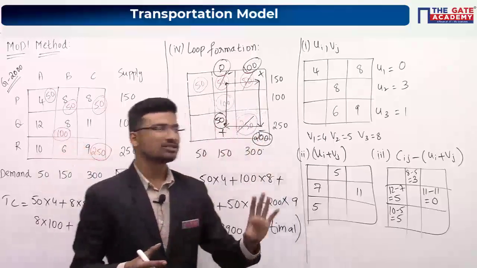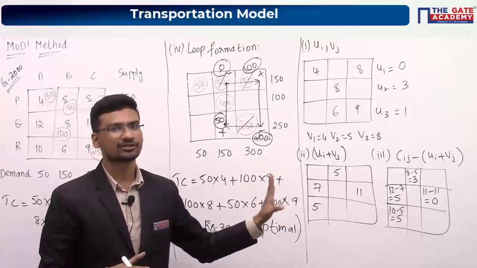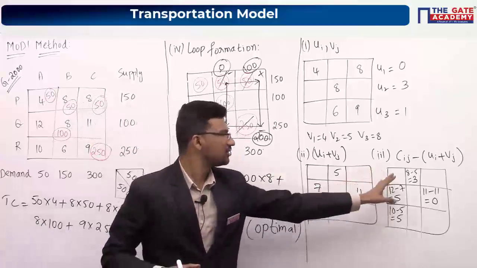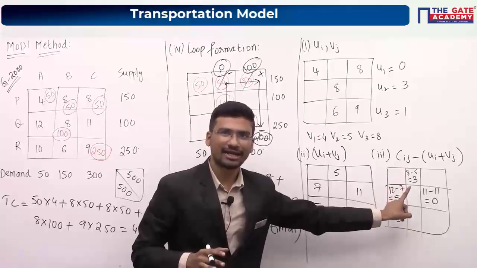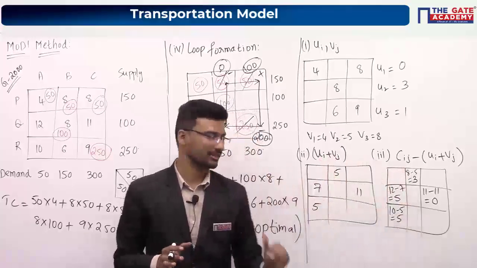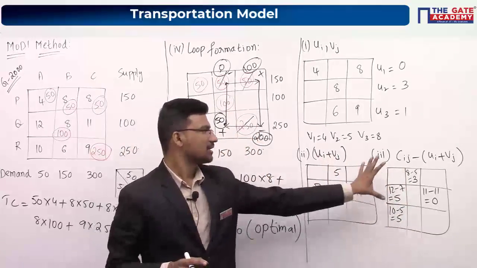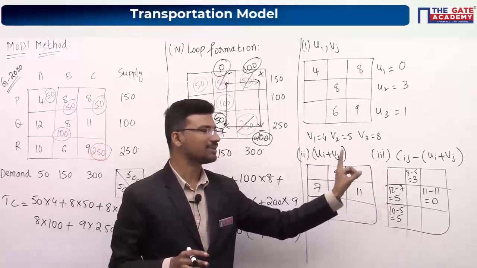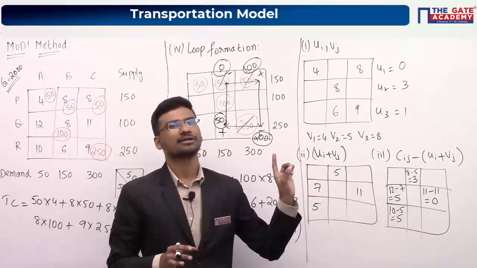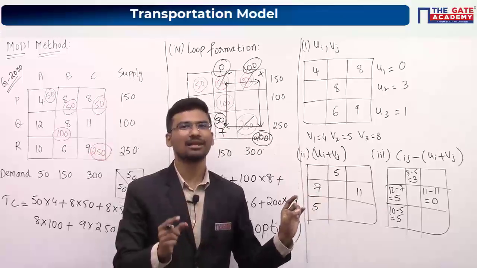Now just ask your doubts regarding this. Any doubts? After step number 3, write down: all the elements are non-negative, implies optimal solution. After step number 3, write down all the elements are non-negative. That implies we got the optimal solution.